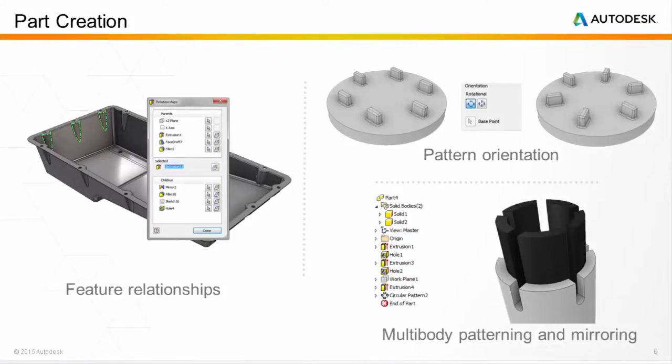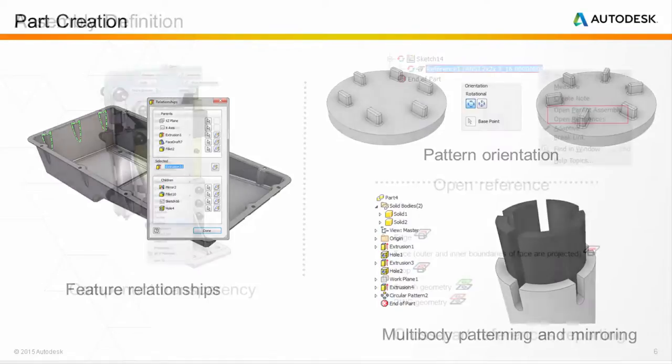A new Feature Relationships tool identifies parent and child relationships between part features. This helps you quickly understand how parameters are defined in the model and can be used to also execute or automate geometry changes. Circular patterns provide a new option for a fixed orientation to streamline modeling of circular arrays. This provides easier patterning for slotted fittings. Multi-body support is now available for both patterning and mirroring.